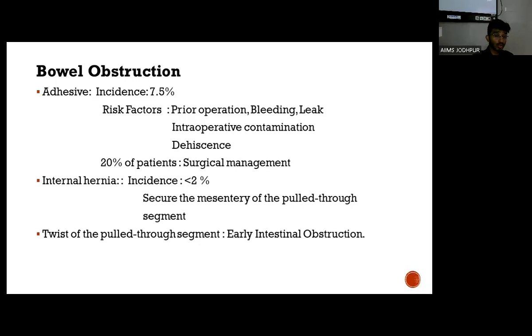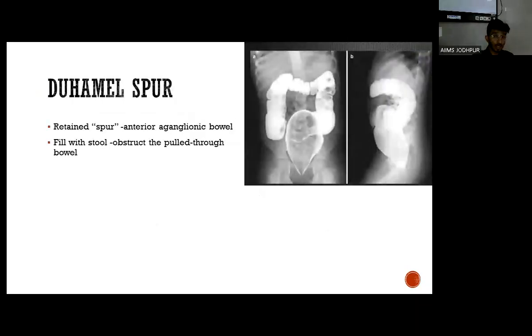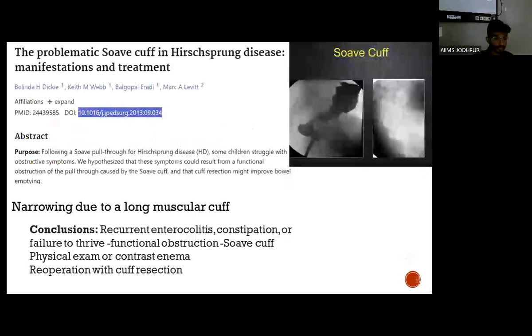Twist of the pull-through segment is also a cause of early intestinal obstruction. Now, some specific causes like Duhamel spur, that is a return spur, that is anterior aganglionic bowel following the Duhamel procedure, which is filled with stool and obstructs the pull-through bowel.